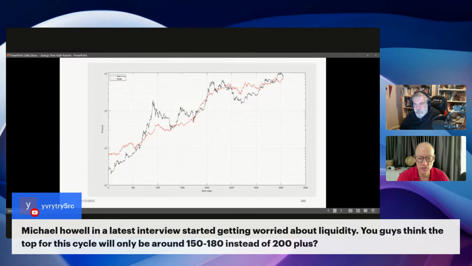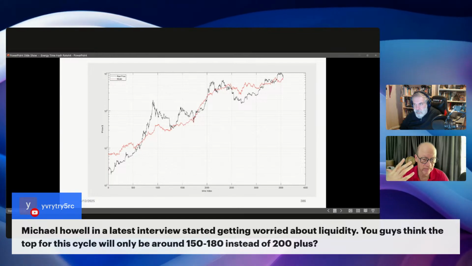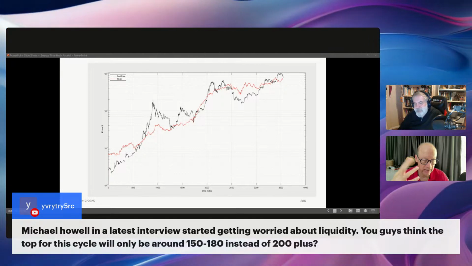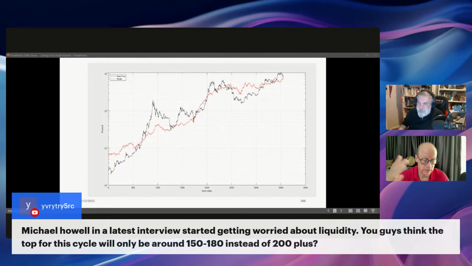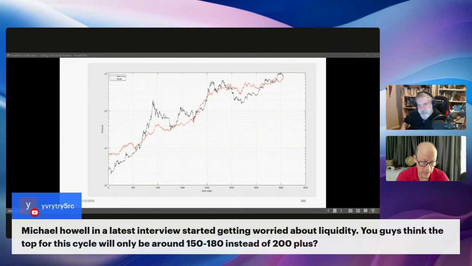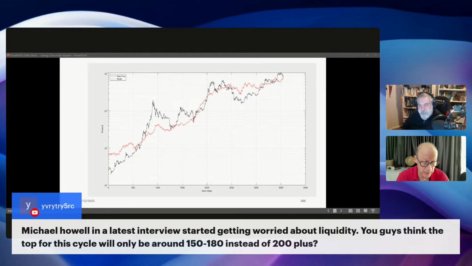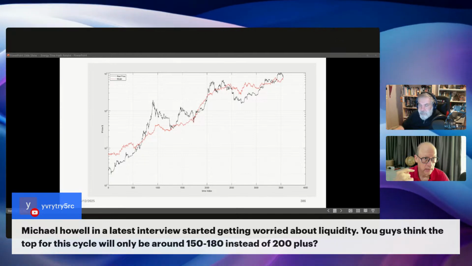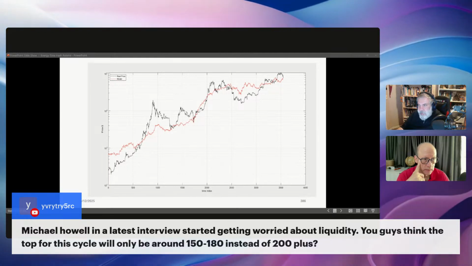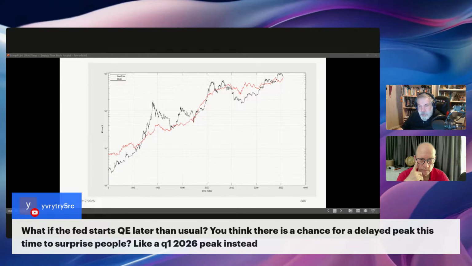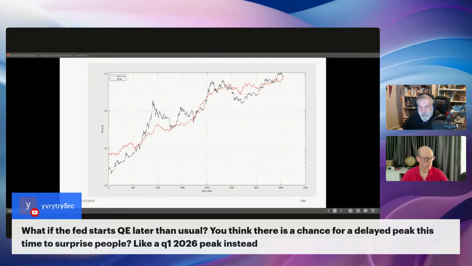I think this question about will the top be 150 or 180 or 200 is not quite the right way to think about it. I think the right thing to think about is when will the bubble happen? Right. Or if it will happen. Because I think we can get to 200, but it may be delayed if the Fed is delayed, right? Yeah, and this is the next question. Basically, we're asking if you are thinking about a delayed peak.